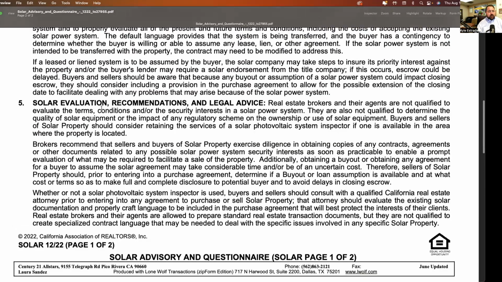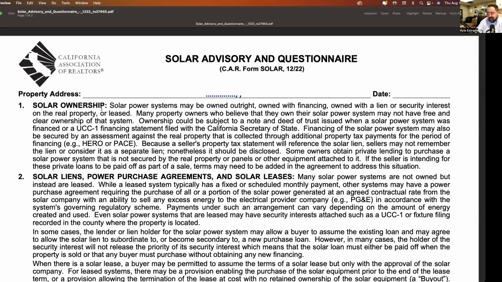So you guys do know that any property that you sell that has solar panels, you have to include this as part of your disclosures to the buyer, the solar advisory and questionnaire. Okay, so that's been around since December. We've talked about it a couple times in the past, but please make sure that anytime as listing agent that you are selling one of these properties, that you're providing this solar disclosures. Okay.